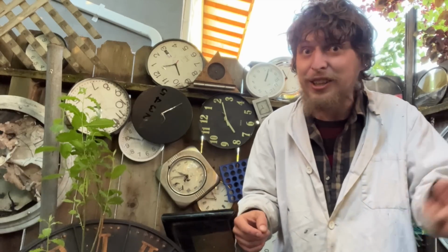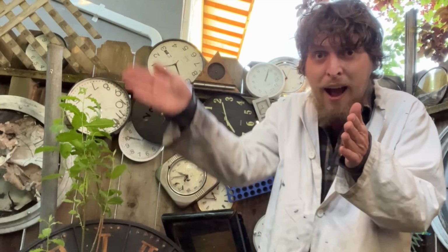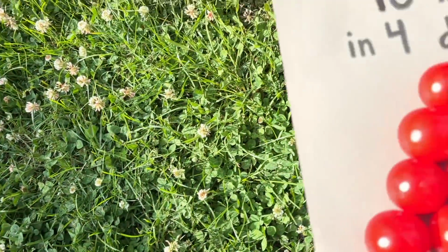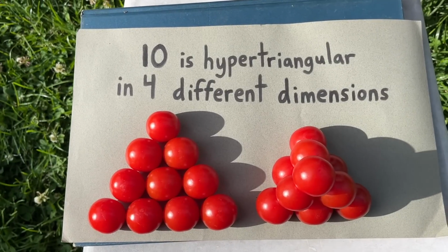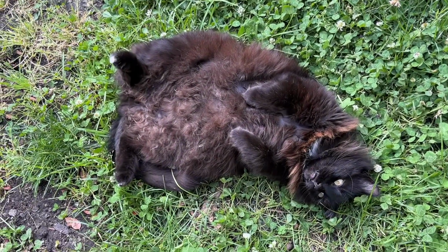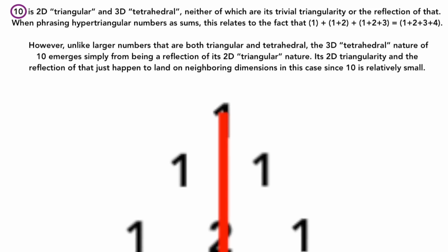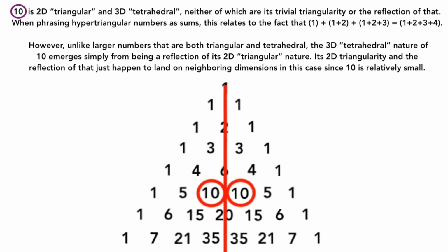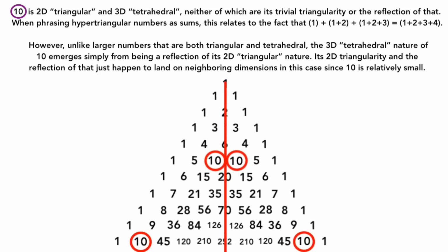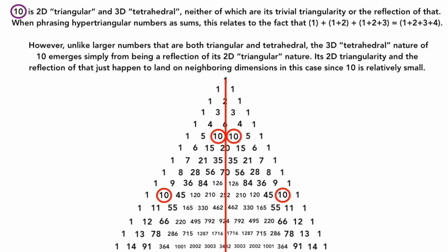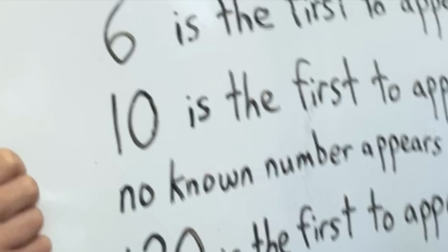Any 2D triangular number larger than 6 will have another dimension that mirrors that in triangularity, and with the number 10, it just happens to land at a neighboring dimension, making its patterns easier to visualize, but making it only appear 4 times. Unlike the other numbers larger than it that are both 2D triangular and 3D tetrahedral, such as the next number of that type, the good old number that used to be called the long hundred, 120.